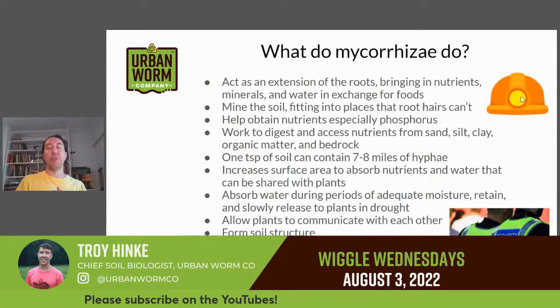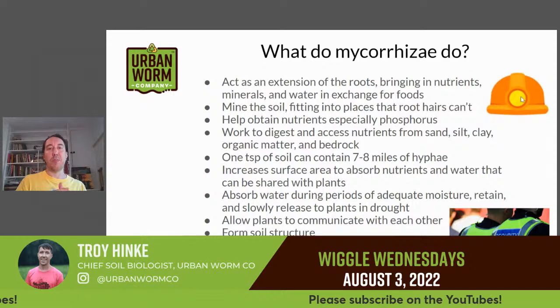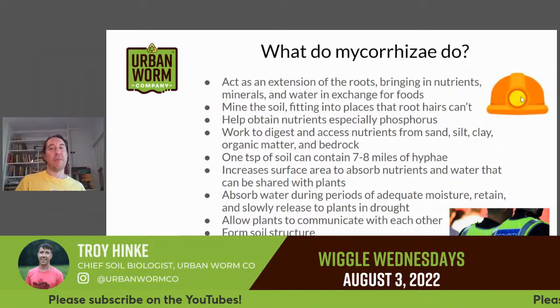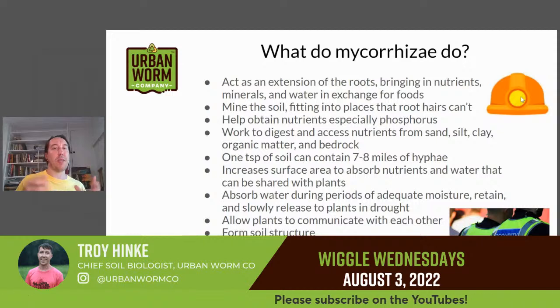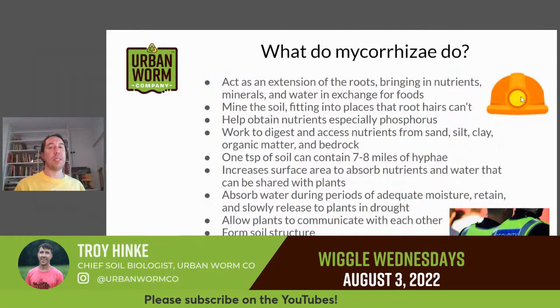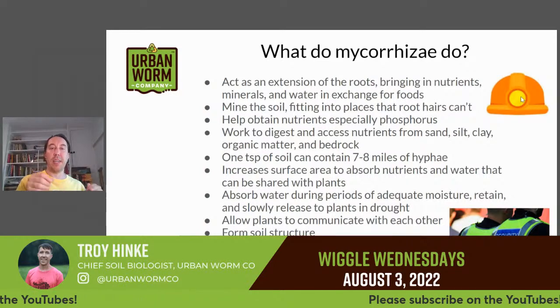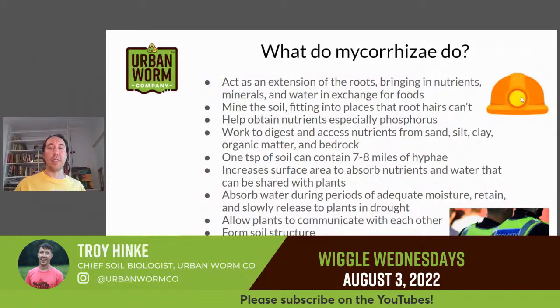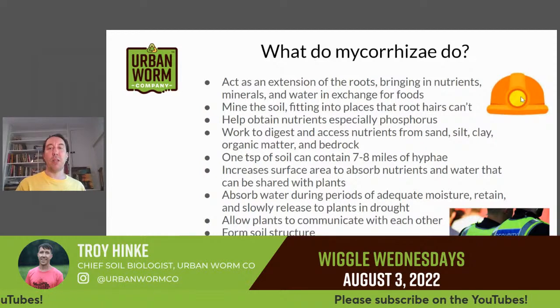So plants pump out root exudates that are going to feed mycorrhizal fungi, and in exchange, mycorrhizal fungi are bringing back nutrients, minerals, and water that they've mined from the soil. So they're mining the soil, fitting into places that root hairs can't. There might be tiny little spots in stones or something like that that a root hair can't grow and push into, but mycorrhizal fungi can reach in there and obtain even more nutrients and minerals from that area. And then they work like a stomach to digest and access nutrients from organic matter in the soil, all that sand, silt, and clay, along with the bedrock.